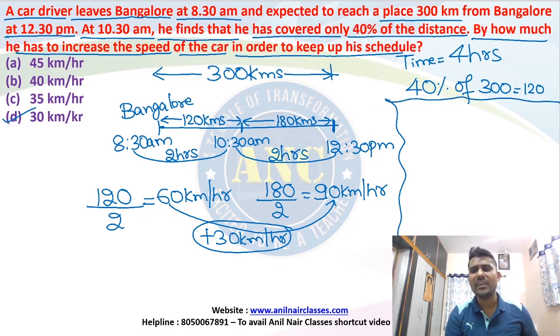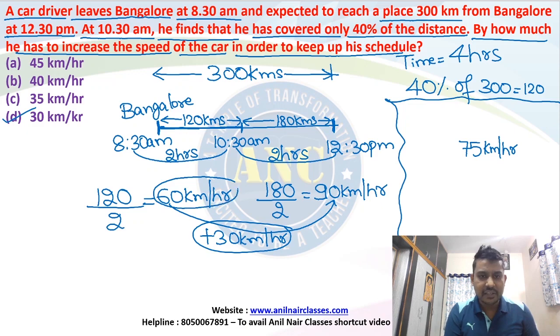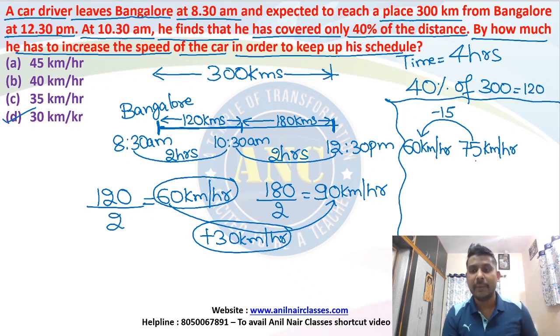But you can also think in a little different way. We know that if he starts at 8:30 and reaches at 12:30, traveling at his usual speed, 300 divided by 4, usual speed is 75 kilometers per hour. But for the first 40% of the distance, that means the first 120 kilometers, he just traveled at 60 kilometers per hour. That means he has decreased his speed by 15 kilometers. I hope you are understanding. He has decreased his speed by 15 kilometers, but he wants to cover the distance by 12:30 only.